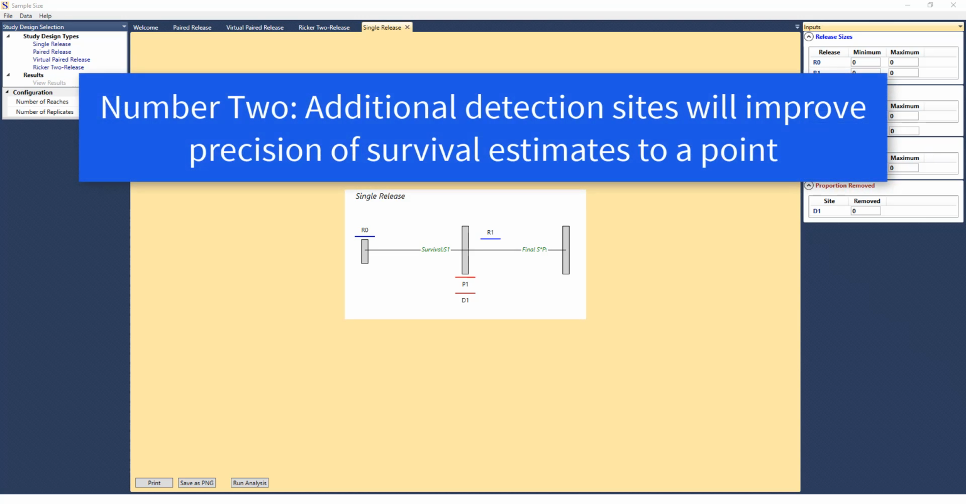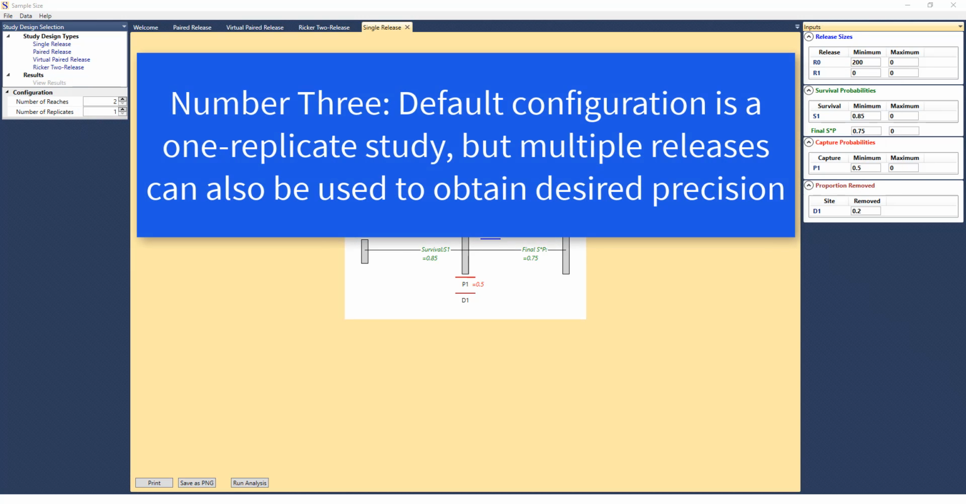Number two, additional detection sites will improve the precision of the survival estimate up to a point. High detection probabilities may only need two detection sites after desired survival reach, while more would be required when low detection probabilities are expected. Number three, the default configuration is for a one replicate study, all releases at once.